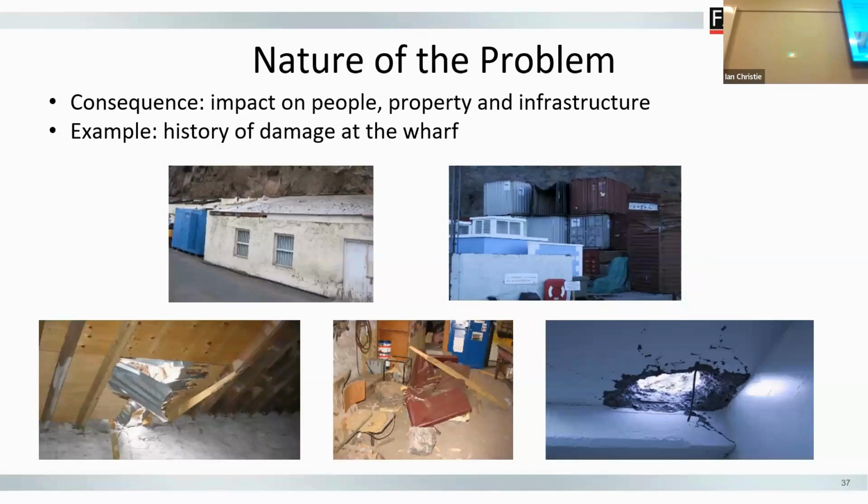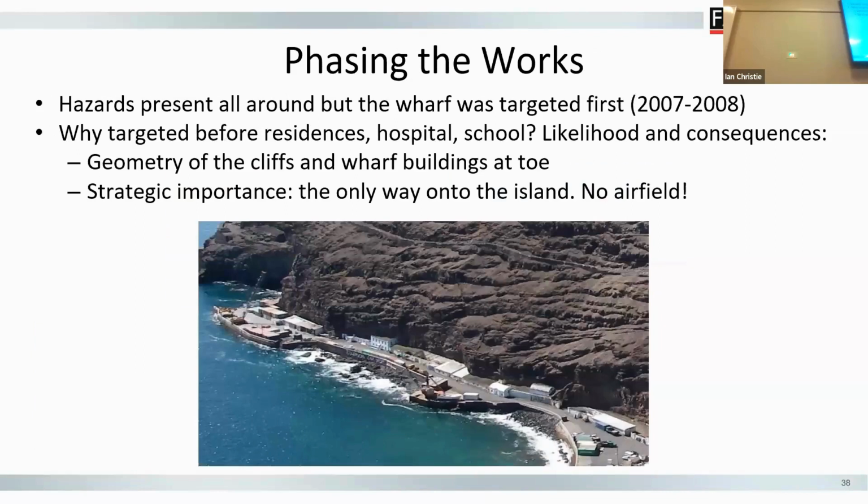And why was it a problem? Well, as we've said, you need a consequence as well as a hazard for there to be a risk. And what we had here was impact on people, property, infrastructure. And that's just a few pictures there of some damage that occurred down at the wharf. So it was a very real issue.